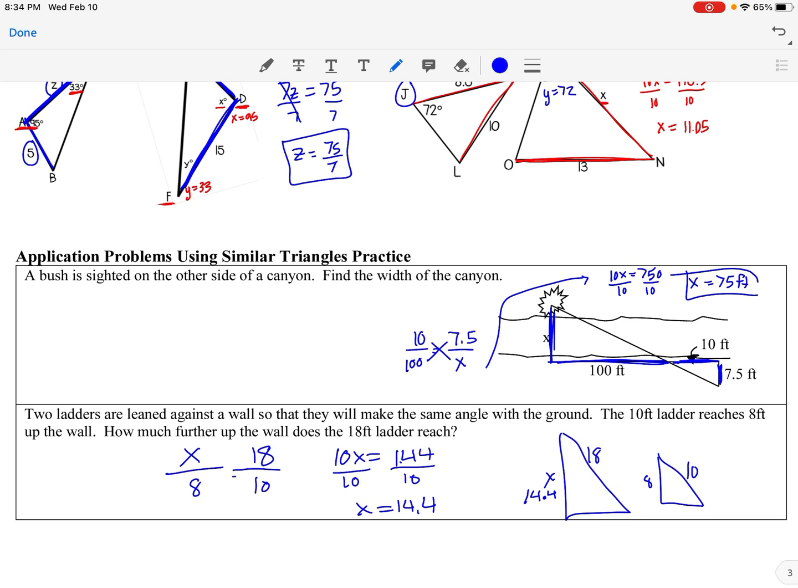However, this is like a typical ACT question. That is not the answer to our question. Because the question says how much further up the wall. So not how far up the wall does the 18-foot ladder reach, but how much further. So this reaches 14.4 feet up the wall. This only reaches 8 feet. So if we take 14.4 minus 8, that will give us our answer. So it reaches 6.4 feet farther up the wall than the other.